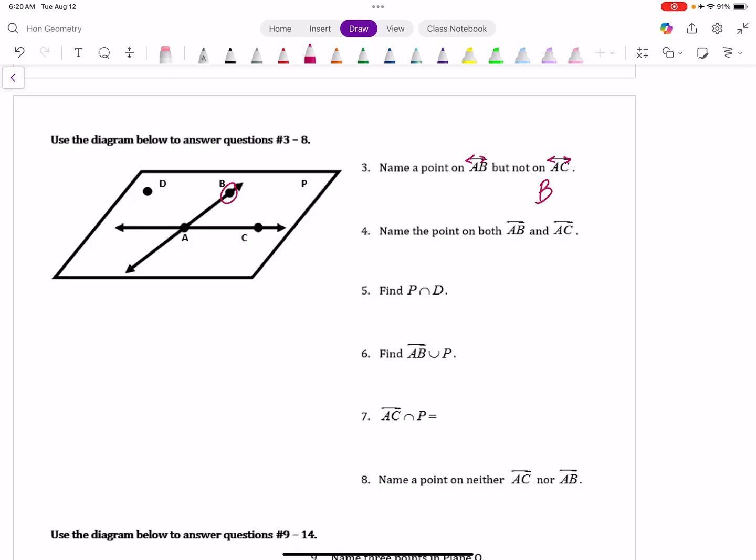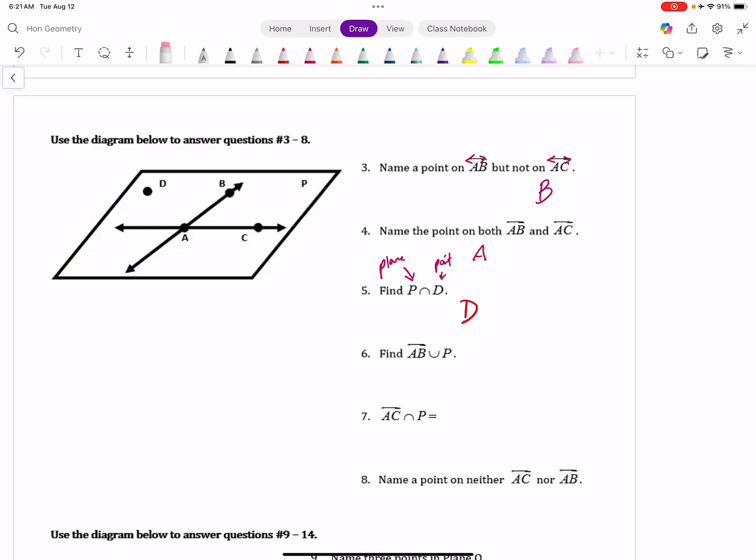Okay. Name the point that's on both line AB and AC. Well, that's going to be A. That's going to be their intersection. All right, so now let's think about what this is. P is the plane. D is a point based on this picture. So we're taking plane P, intersecting it with point D. Well, point D is inside plane P, so the intersection would be point D.